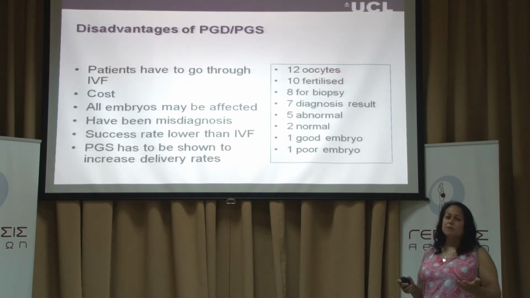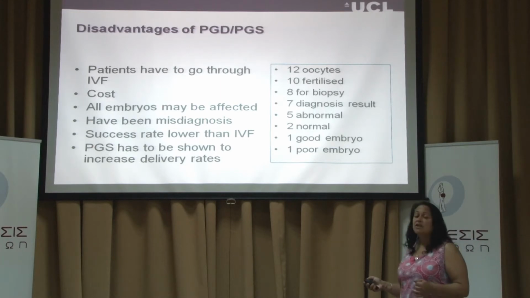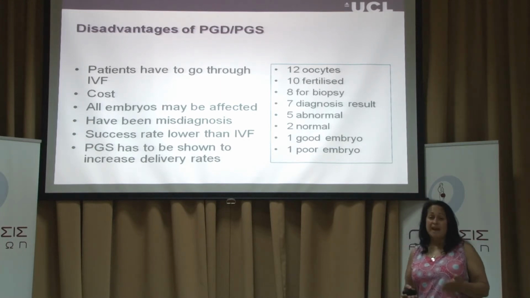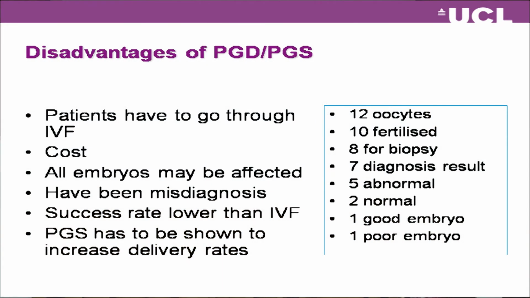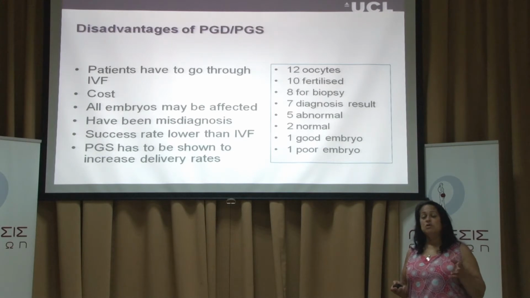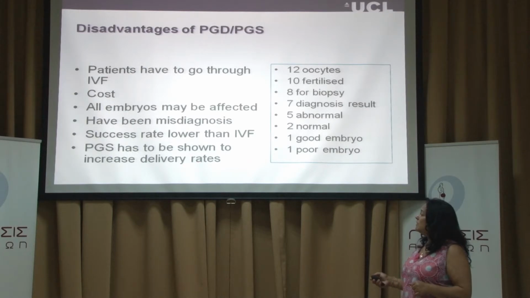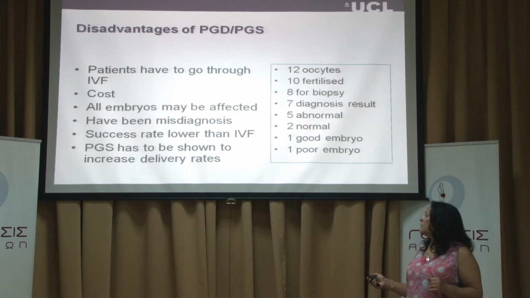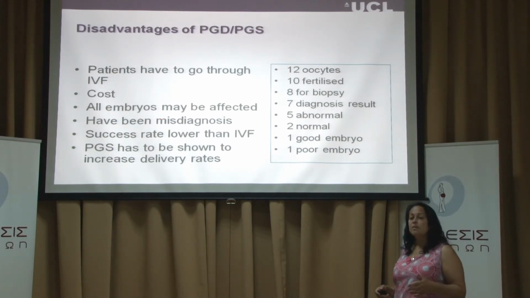So the disadvantages of PGD and PGS: the patients have to go through IVF. If they have to go through IVF anyway, then that's not a big burden, but if they're a fertile couple, then that's a lot for them to go through. And it is very expensive. The diagnosis is expensive, but also the whole of IVF and PGD is expensive. All of the embryos may be affected. We certainly have that in between 10 and 30% of cases, depending on the indication. As I've mentioned, there have been misdiagnoses, and I would say the success rate is slightly lower than IVF. Certainly in our clinic, we're very aware of that.